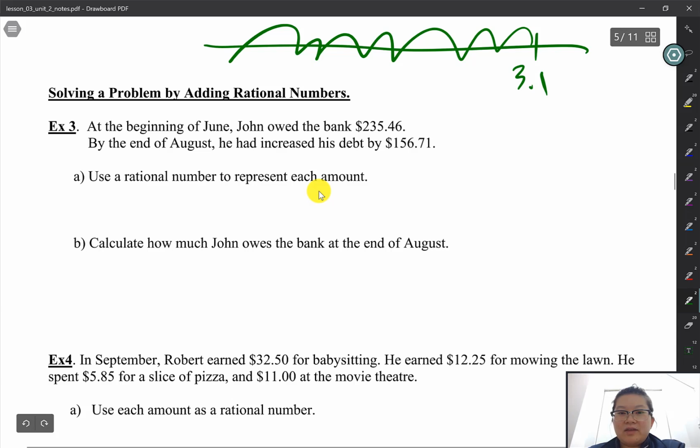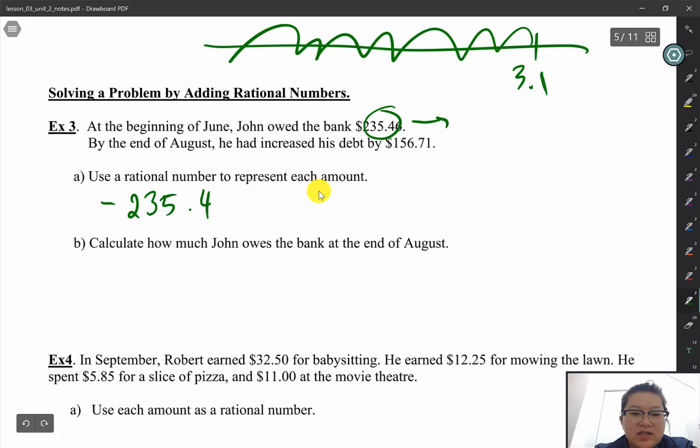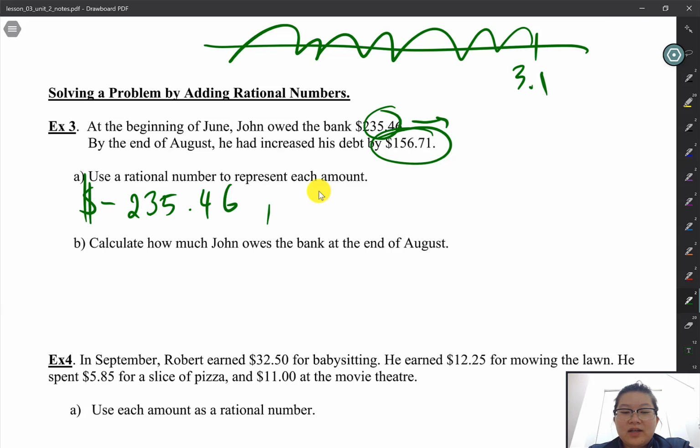So we often like to think of owing money as a negative sign because you would be subtracting that from whatever money you would have. So this here would give me negative $235.46, and don't forget the dollar sign, because it's good to communicate units. The next one is we are increasing the debt by another amount. If we're going to increase the debt, then that's just going to be more debt.